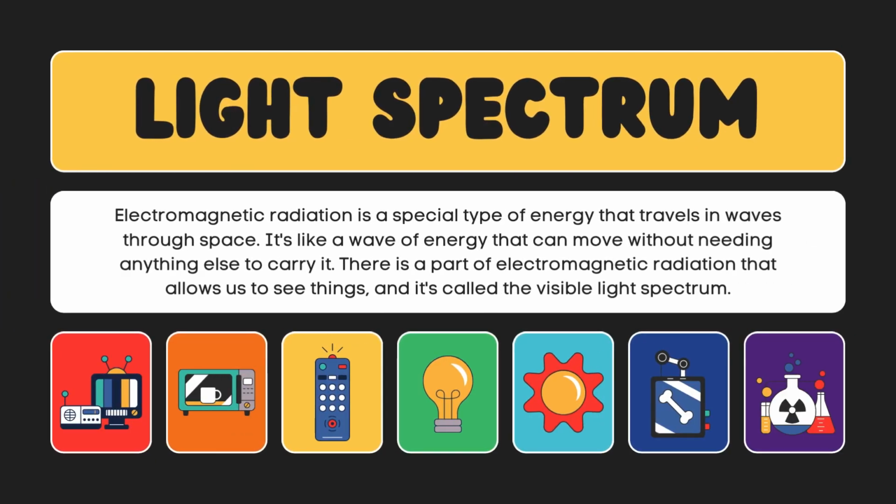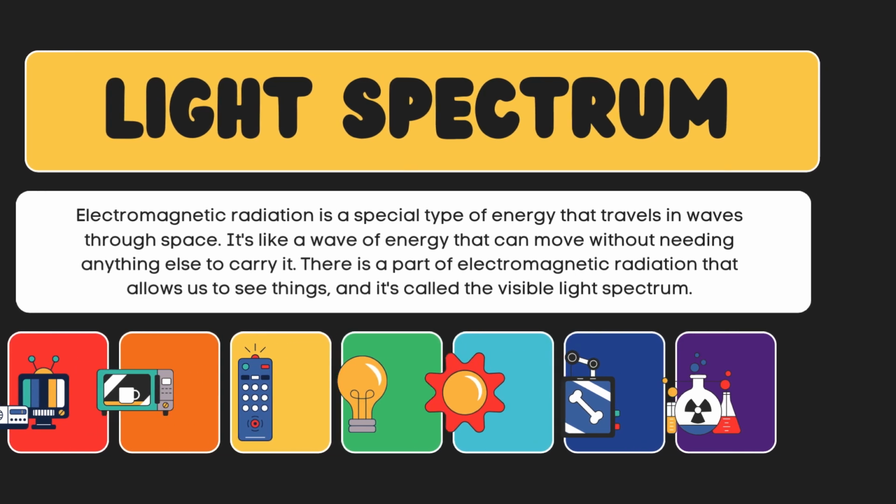Light spectrum. Electromagnetic radiation is a special type of energy that travels in waves through space. It's like a wave of energy that can move without needing anything else to carry it. There is a part of electromagnetic radiation that allows us to see things, and it's called the visible light spectrum.